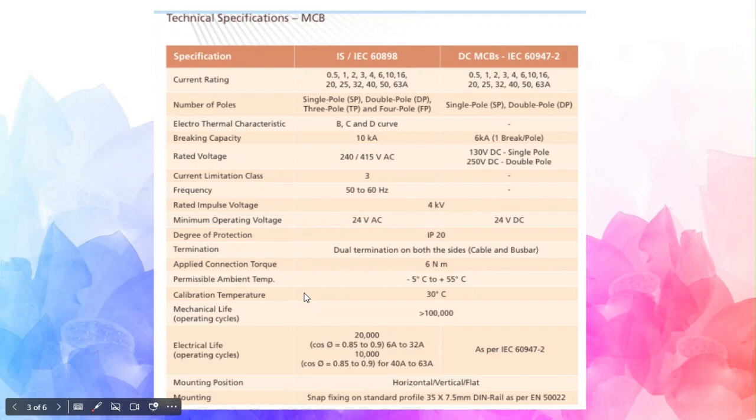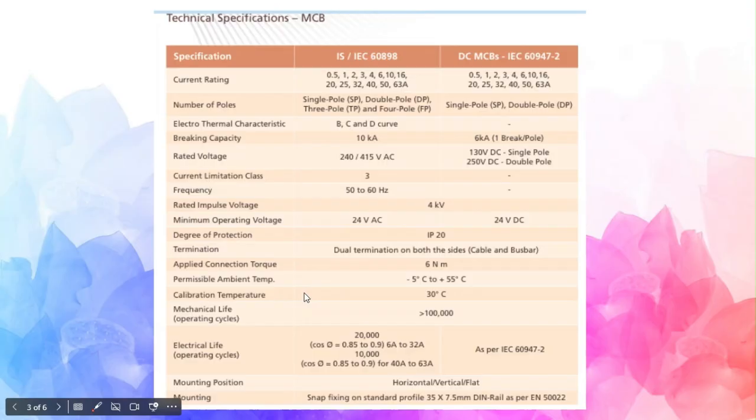Rated impulse voltage is 4 kilovolt for this device. Impulse voltage is a voltage profile where the voltage rises very sharply to a peak and then decays to half of the peak voltage. So if that is the profile of the voltage, then we can say it is an impulse voltage. Minimum operating voltage is 24 volt for DC and AC both. As mentioned, the rated voltage is 240. Similarly, if the voltage goes down below 24 volt, then the device will not operate properly.